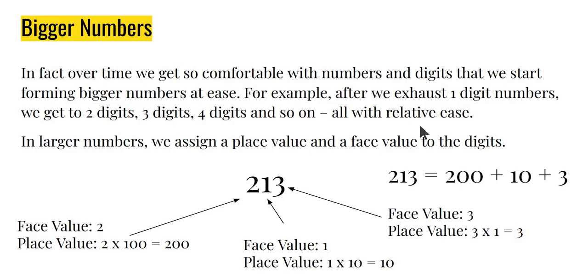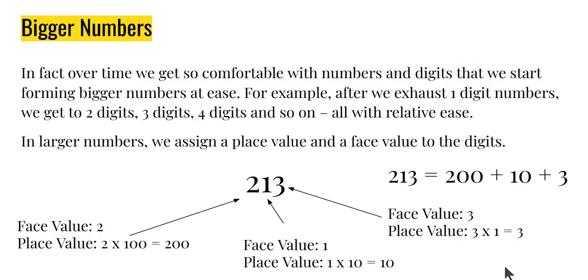So basically in larger numbers, every digit, every number that we're putting in there has a place value and a face value. For example, 213. So the face value for 3 is 3, face value for 1 is 1, of course. Face value for 2 is 2. However, the place value is that of, let's say, units, or say ones, tens, hundreds, and so on. So it's like, 213 is basically 200 plus 10 plus 3.